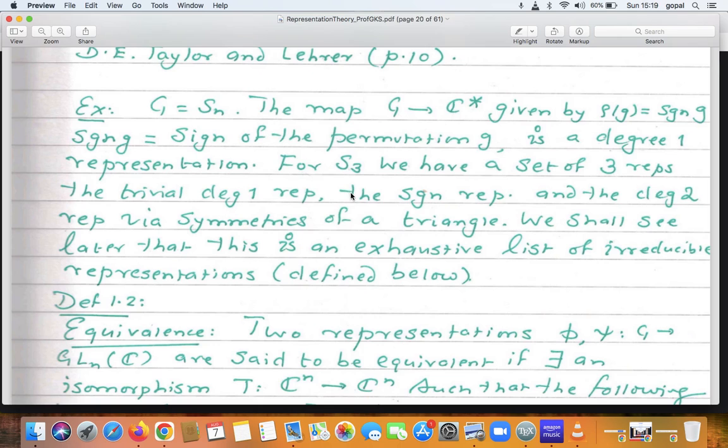So as I explained, S3, we got 3 representations, and by a remarkable coincidence, S3 also has 3 conjugacy classes. And the fact that these two numbers match, that there are 3 conjugacy classes and there are 3 so-called irreducible representations, is not a coincidence. It's going to be a part of a general theorem.